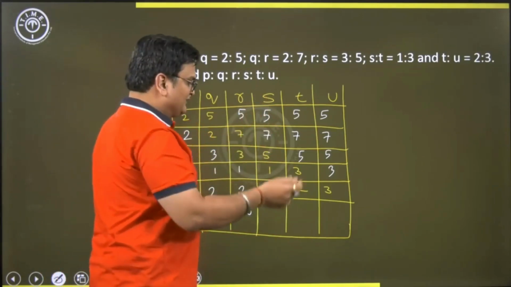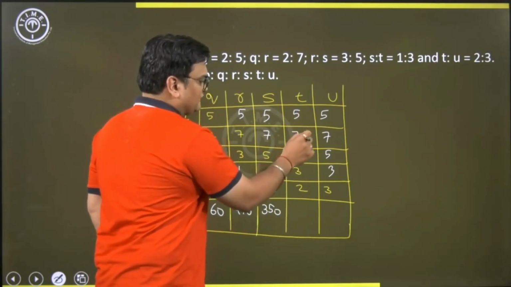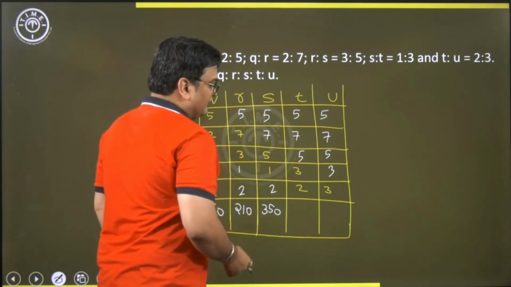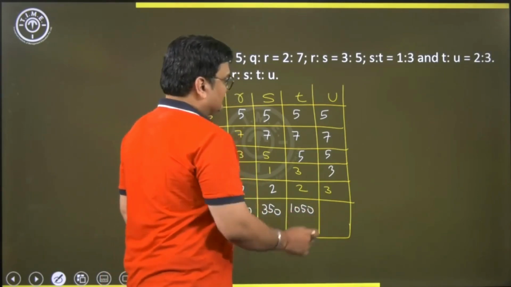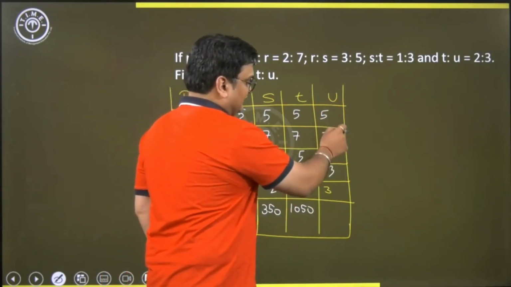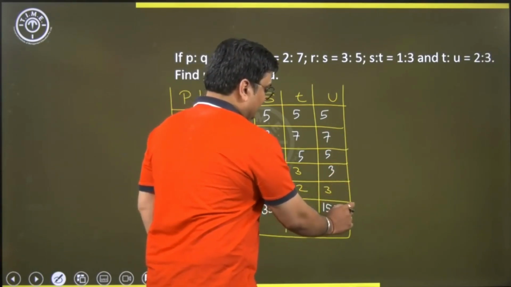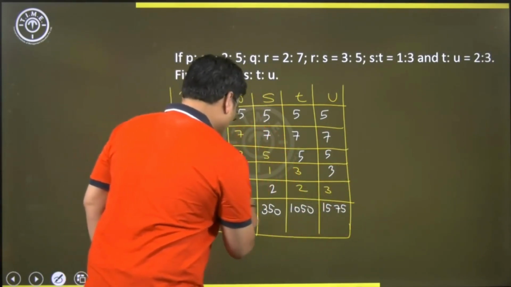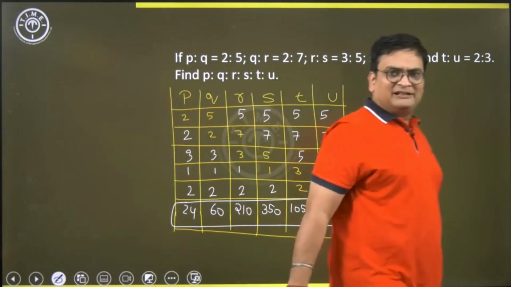S, 5 into 7, 35 into 5, 175 into 2, 350. Then 5 into 7, 35 into 5, 175 into 3, 525 into 2, 1050. It's 35, 175, 525, 1575. Finally, our required ratio is going to be this.